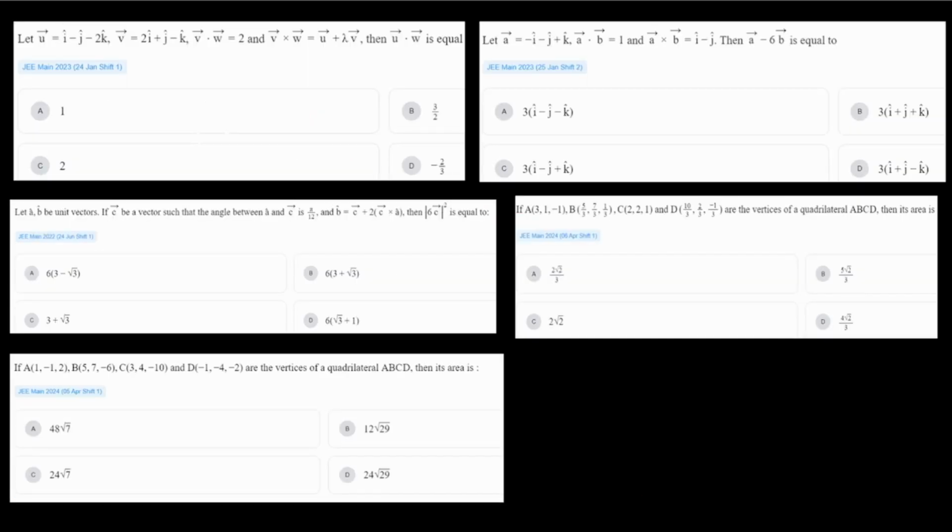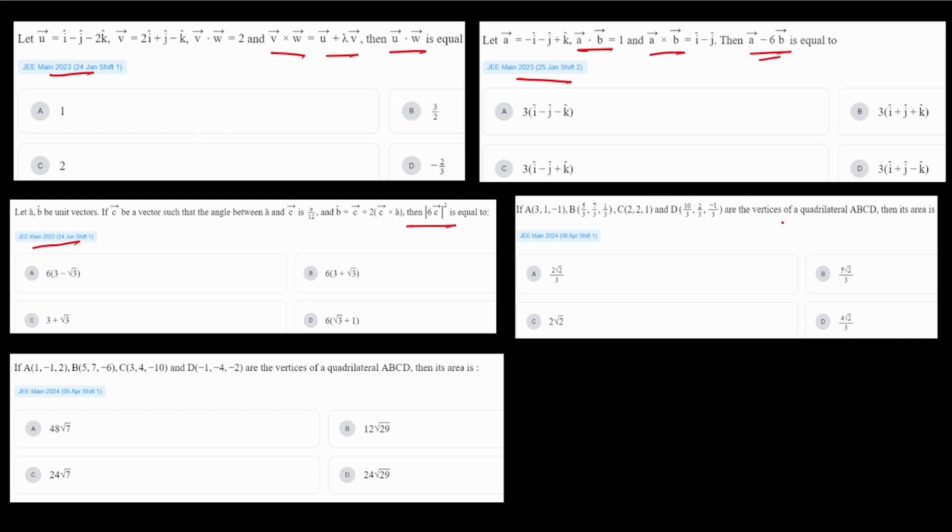And the other set of questions are given, U dot W. Here given V cross W equals U plus lambda V, right? You need to know the value of lambda at this point of time. 2023, 24th January. You need to find vector A minus 6 vector B. So basic vector addition, subtraction, you need to know dot product, cross product. This was asked in the year 2022. They're asking modulus of vector C whole square.